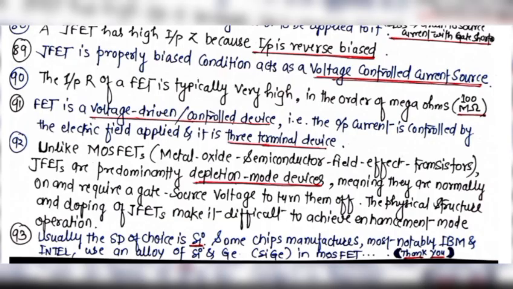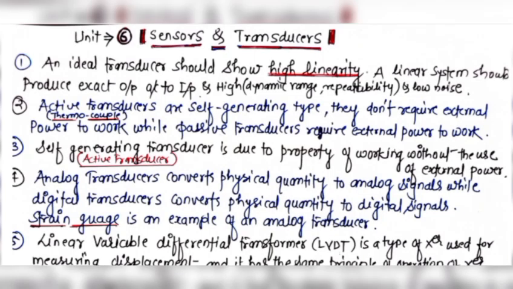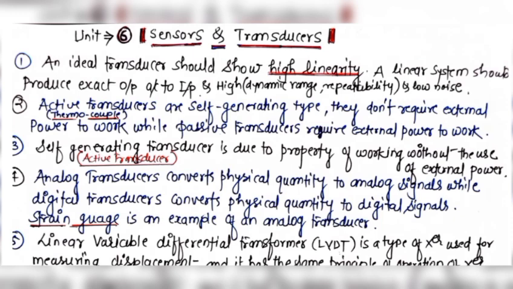Transistors. Unit 5. Sensors and transducers. Unit 6. An ideal transducer should show high linearity. A linear system should produce exact output according to input, with high dynamic range, repeatability, and low noise.